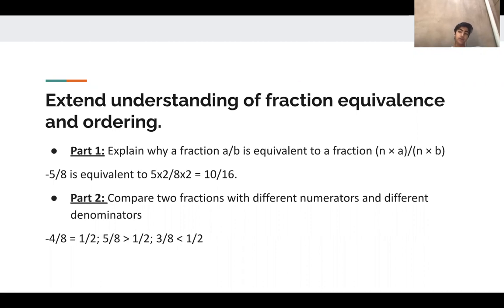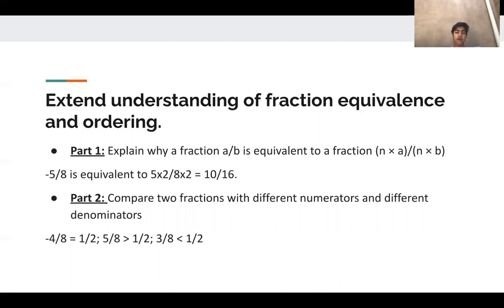Okay, and let's go ahead and look at the second part here. We're comparing two fractions with different numerators and different denominators. So we look at 4 over 8 and we look at 1/2. Those two are equivalent to each other, because all you did is multiply the top and bottom by 4. 5 over 8 is greater than 1/2, because if you multiply the top and bottom by 4 for 1/2, you get 4 over 8. And we know that 5 over 8 is bigger than 4 over 8.